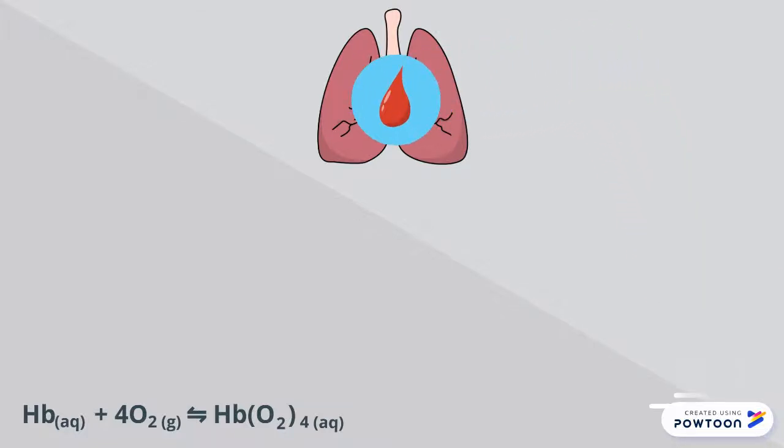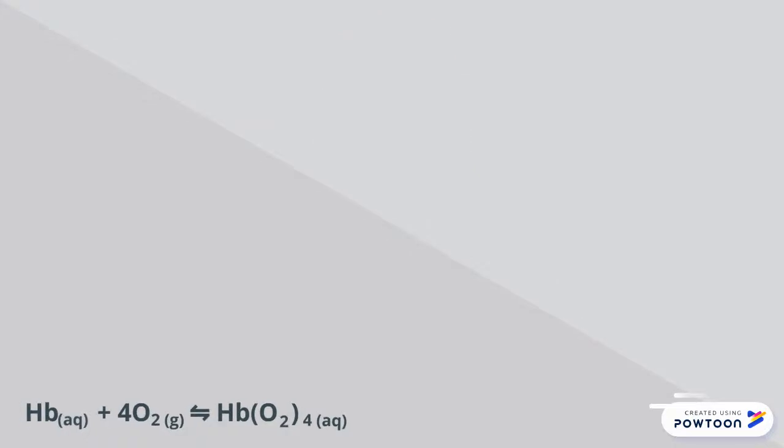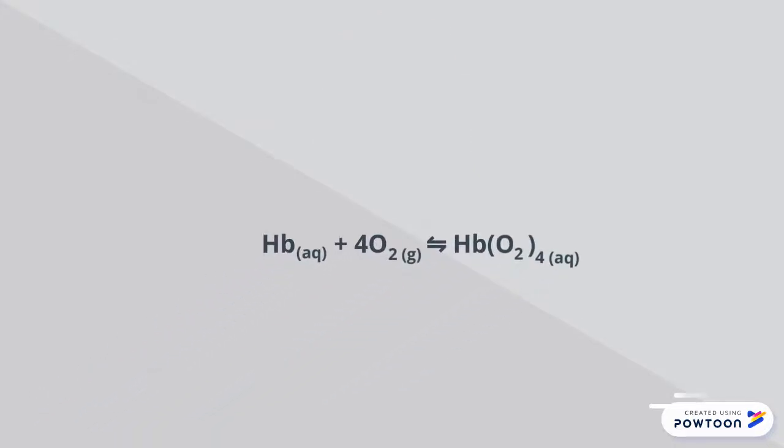Let's use that equilibrium equation to explain why this happens. When you take a breath, your lungs fill with air and oxygen, raising the concentration of oxygen molecules. This, according to Le Chatelier's principle, puts stress on the equilibrium and causes it to shift right to lower the amount of oxygen, bonding the oxygen molecules to the hemoglobin.